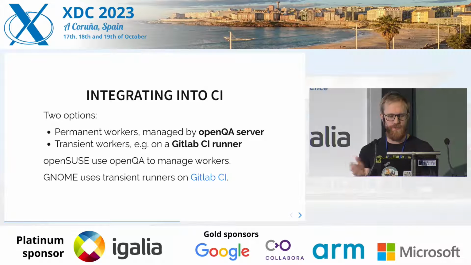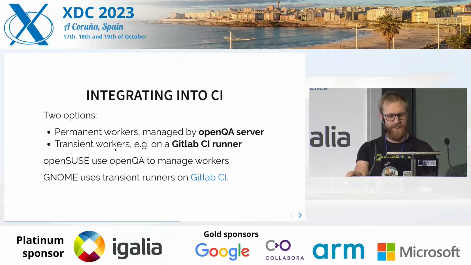The way openSUSE do this is OpenQA manages everything. So the workers are persistent, and they have some sort of infrastructure team maintaining them. And OpenQA is responsible for scheduling jobs. So you submit a job, you say, I want to run a test, and it will choose a machine and run the test on that machine. That's one way to do it.